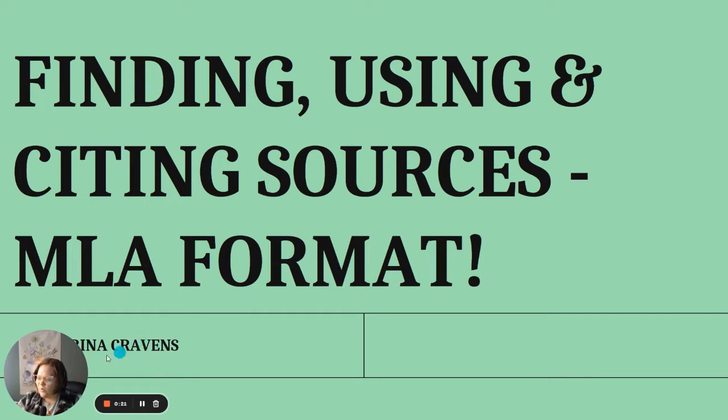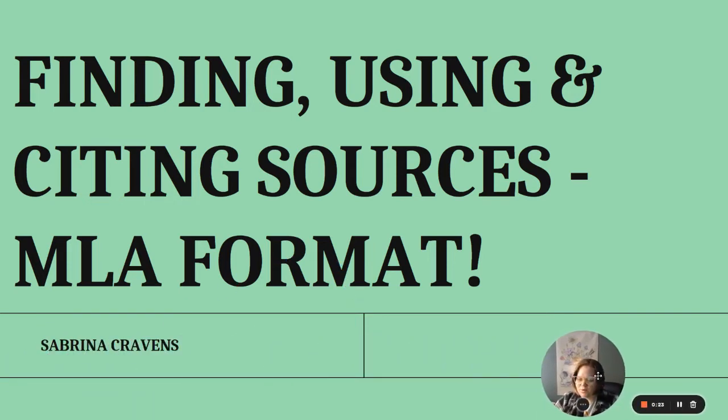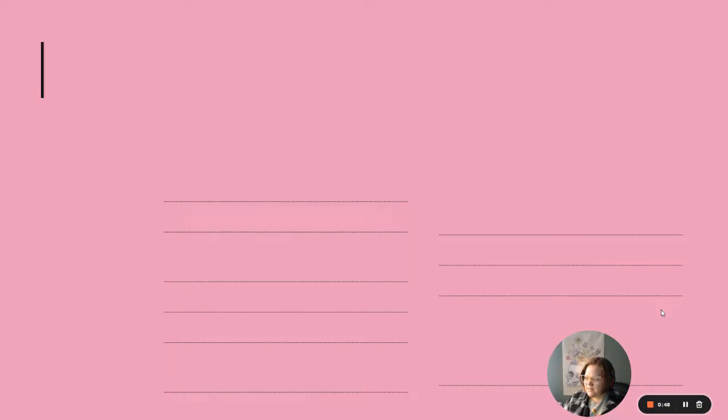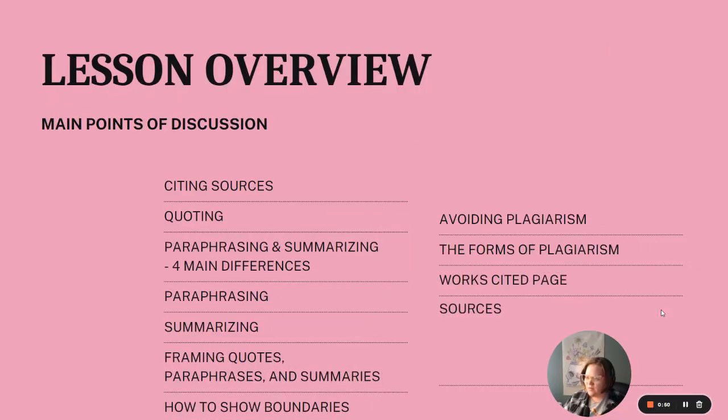So, we are going to delve into the wonderful, wonderful world of finding, using, and citing sources with MLA formatting. There are other types of formatting that you can do in writing. There is APA, Chicago Turabian, but English specifically is going to use MLA formatting, and therefore you are going to be required to use MLA formatting in your essays that you write from me, and potentially for other English courses that you take.